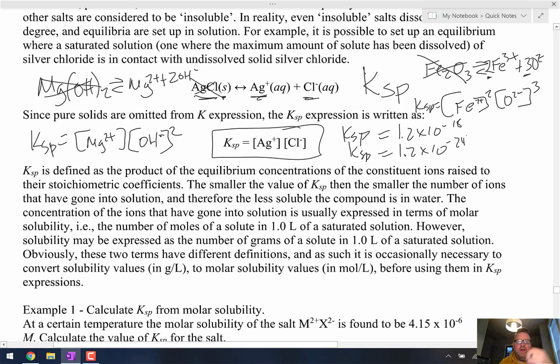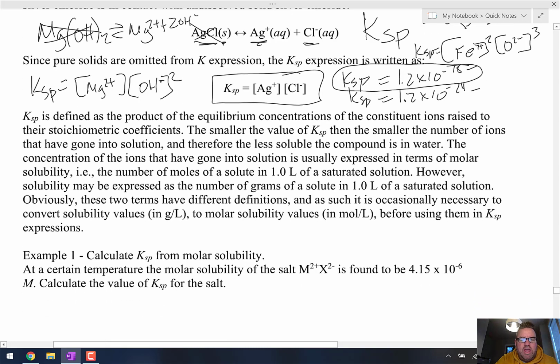Okay, which one is more soluble? The one that's to the negative 18th or the negative 24th? Just like before, the larger the K value, the more it breaks into ions. So which one is more soluble is the one with the larger Ksp value. Okay, so in this case, negative 18th is a larger number than to the negative 24th.